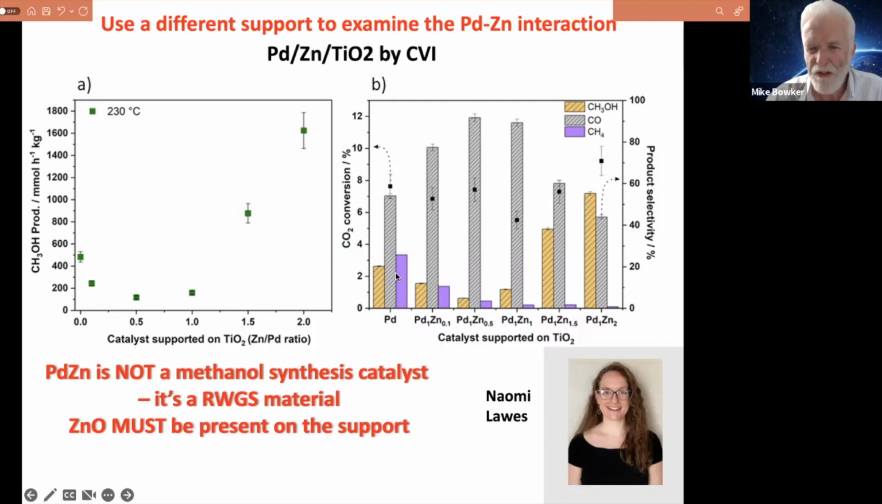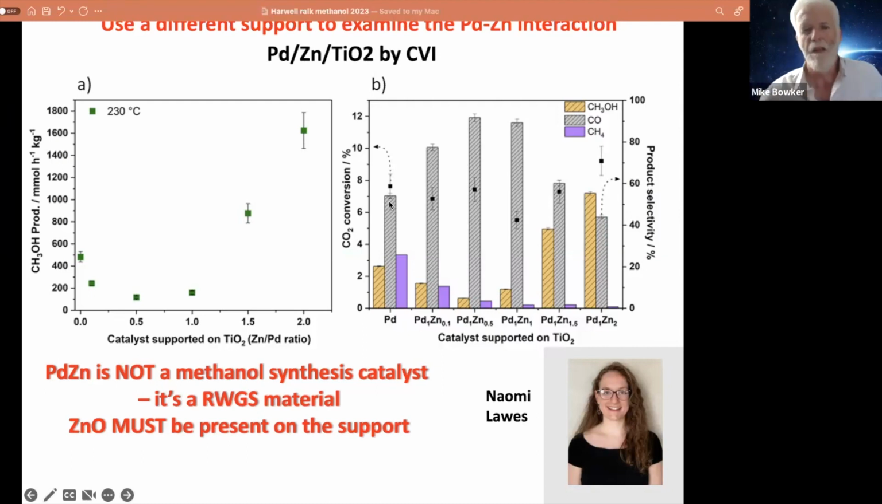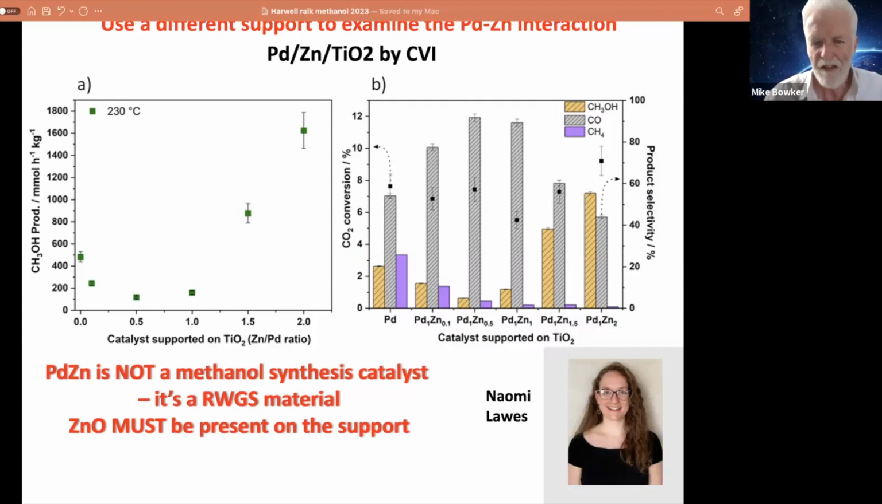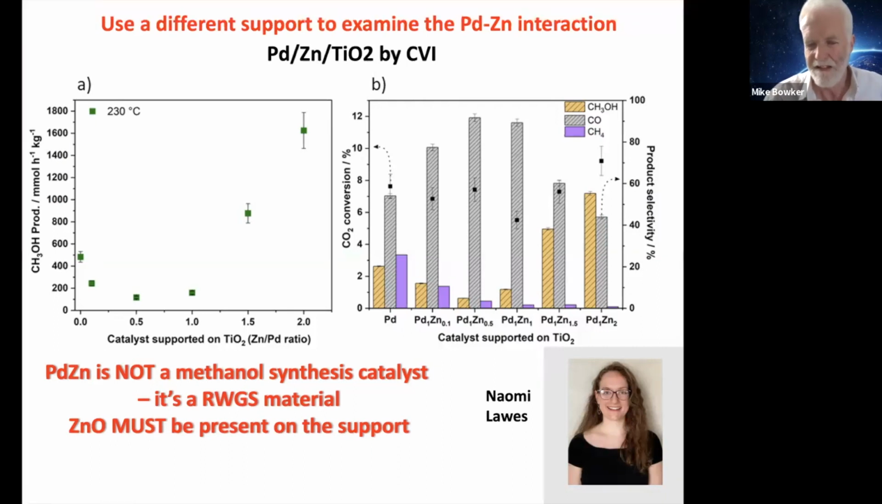conversion. But if we look at the product distribution, we get a lot of CO. So as we might expect, pure palladium is a reverse water gas shift catalyst. We get some methanol, about 25%, but we also make a lot of methane. We make about 30 or more percent methane on the catalyst.